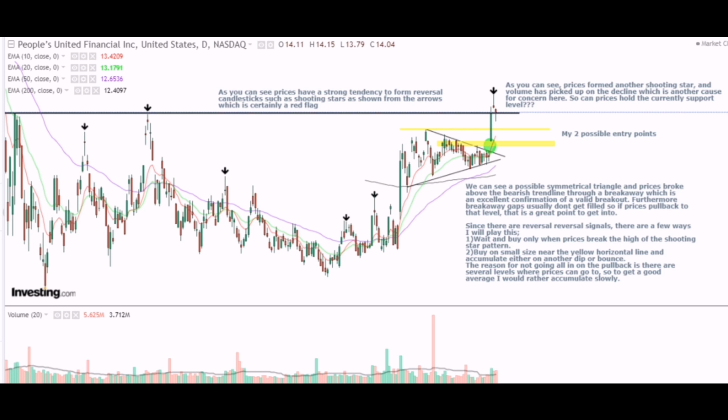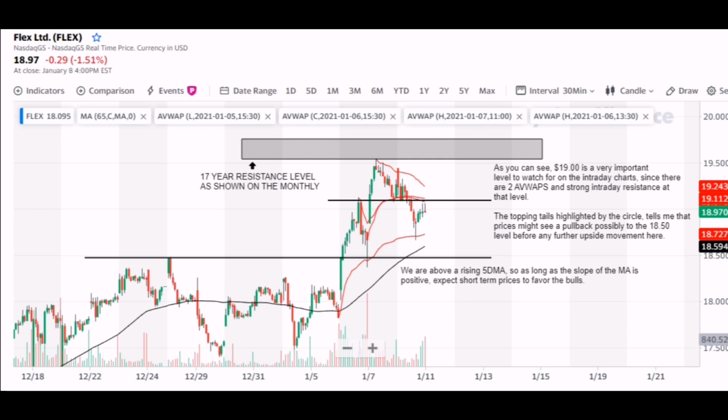Let's finally look at the intraday charts. Here we will use the 30-minute time frame. A lot of people who analyze charts these days probably never use the 5-day moving average to confirm short-term price action. In my opinion, this is the best way to decide whether it's good to enter now or not. If we look at the 30-minute chart of Flex, you can see that prices are above a rising 5-day moving average. Now, why do I call it a rising 5-day moving average? Please note that it is important to see the slope of the moving average rather than just seeing if prices are above or below it. For example, if prices are below a moving average, it doesn't necessarily mean it's a red flag unless the slope is negative.